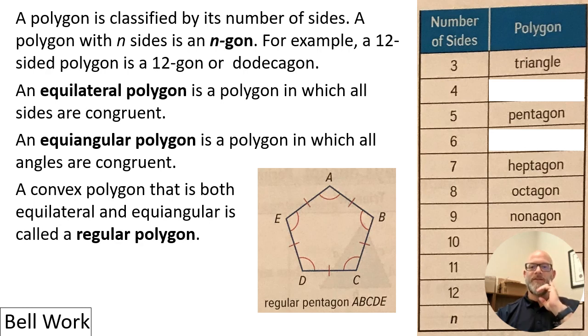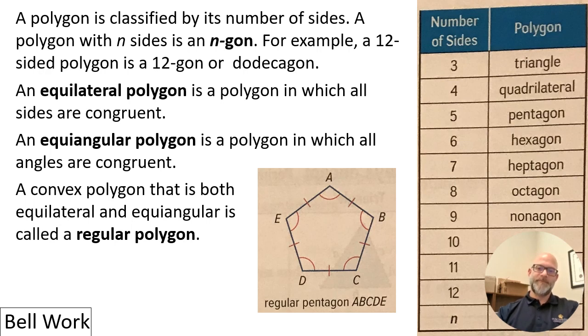All right, what do you call a polygon of 4 sides? Quadrilateral. Polygon of 6 sides? Hexagon. And a polygon of 12 sides is going to be called a dodecagon. All right.